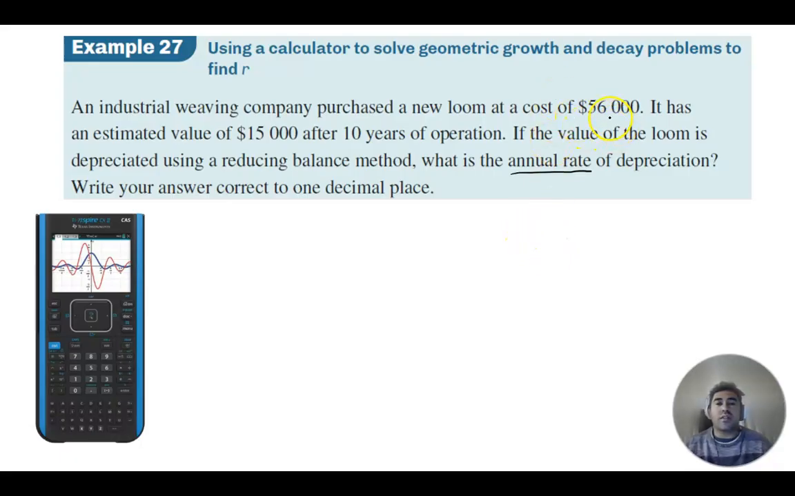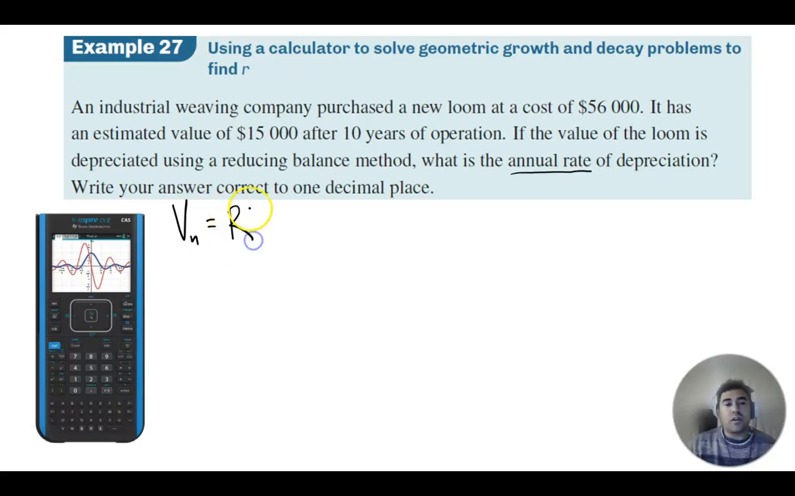So it's saying it starts off at this amount, goes down to this amount after 10 years, and it has a depreciating reducing balance method. So it's going down by a percentage, and it's not a flat rate. It depreciates the same way that we see when a certain amount is going down exponentially. We're going to write our answer correct to one decimal place. Setup is going to be your best friend. So let's write our rule template.